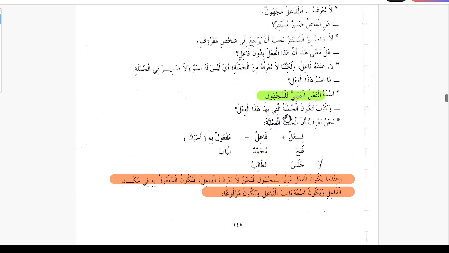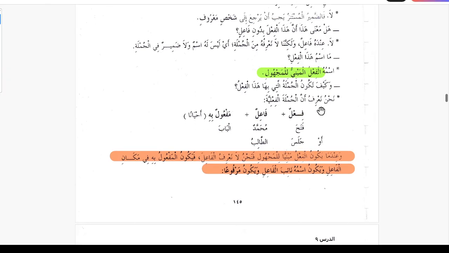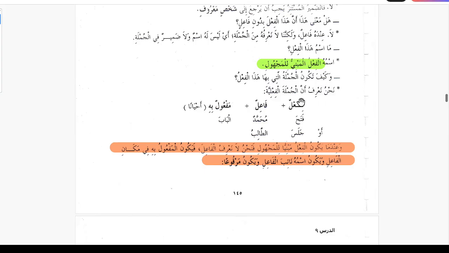So how do we make a sentence with this verb? Nahnu narifu an annal jumlata failiya. We know about the jumla failiya, which consists of fail plus file. The fail and file are always there in the active form of the verb, and sometimes maf'ul bihi is also there.